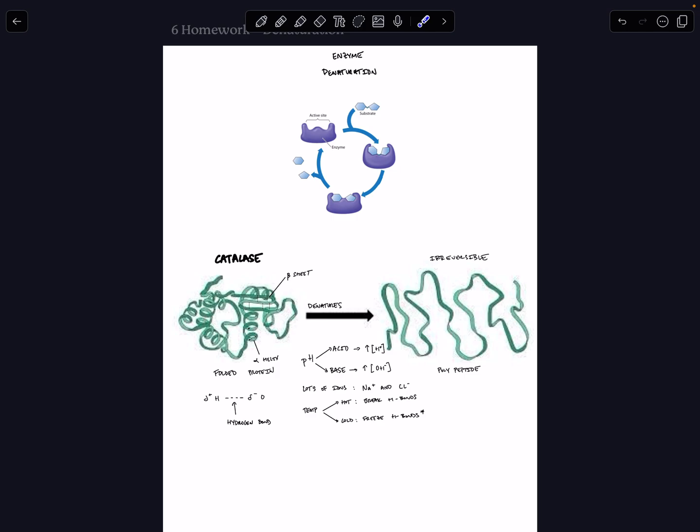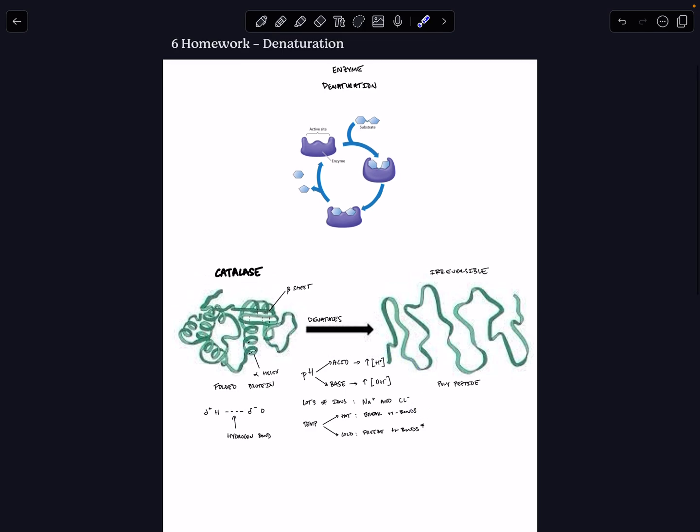Okay, so these four things can irreversibly change the shape of an enzyme. However, freezing an enzyme only temporarily puts it out of business. But if you warm it back up to its typical temperature, then it functions just as you would expect. Okay, that's all.